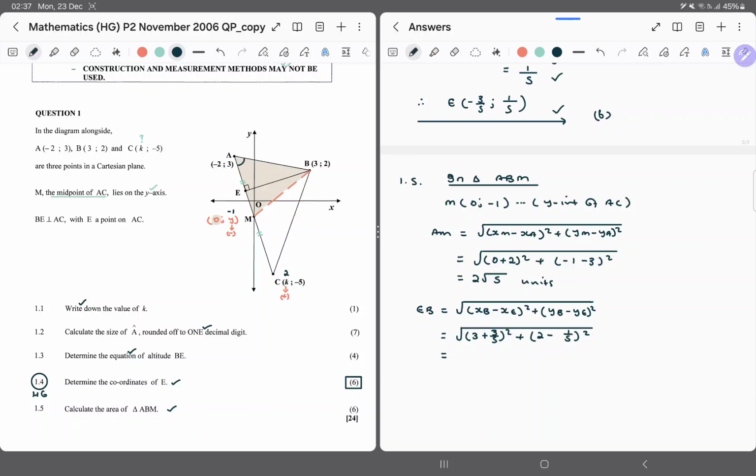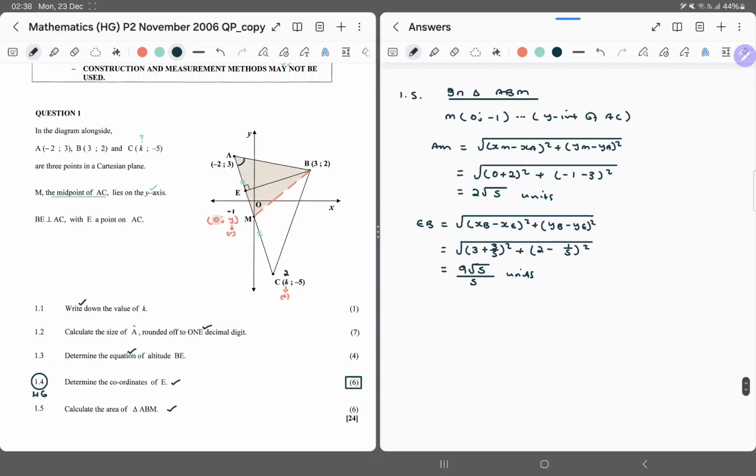Okay, guys, what am I getting? So this one is crazy. I'm going to write it as it looks. So this is 9 root 5 divided by 5 units. Okay, now what is next? I need to just simply answer the question.